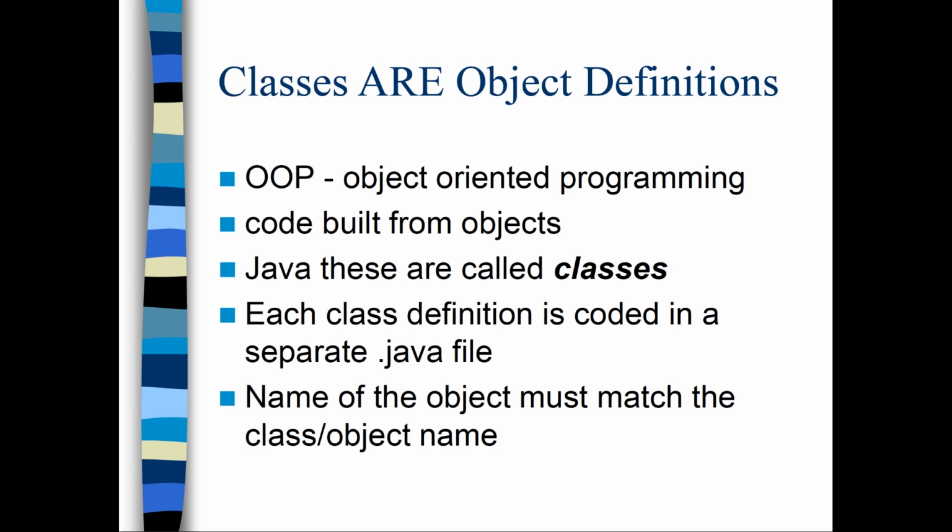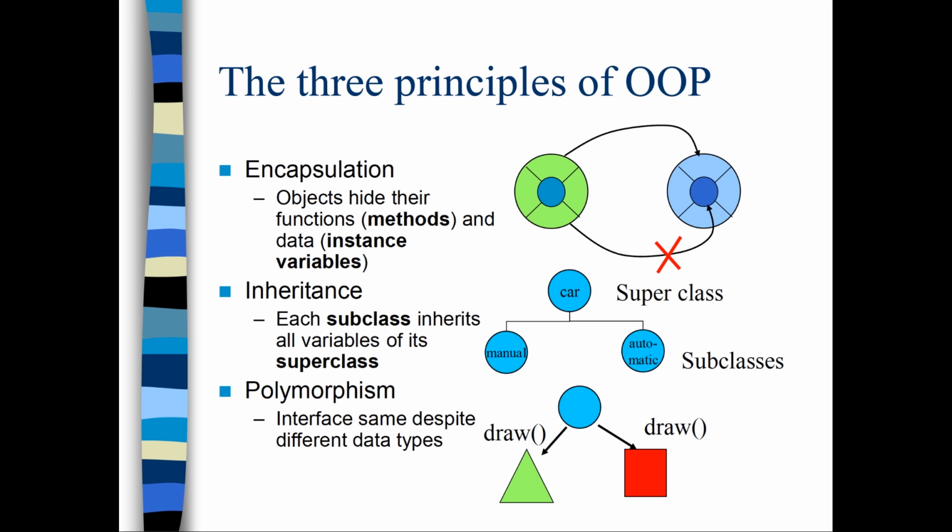So let's understand it first. What is OOP? It is object-oriented programming. The code is built from objects. In Java, these are called classes. Each class definition is coded in a separate Java file. That is true. And the name of the object must match the class name, as we will be getting deeper into the programming in our later lectures. That will help you understand how Java is programmed actually, and how things are done exactly in Java to have an error-free programming environment.